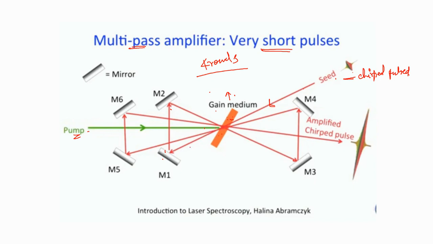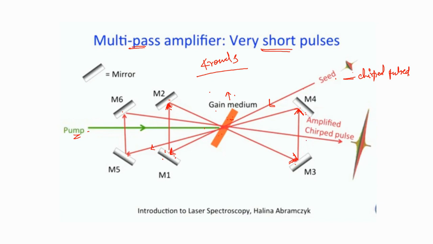When it passes through the gain medium, it goes to M1. If you can see the way, this is M1. From M1, it is reflected to M2. From M2, it goes back straight to M3. From M3, it is again reflected and goes to M4, another totally reflecting mirror. From M4, it again goes along this path to M5. From M5, it goes to M6 and passes through the gain medium.